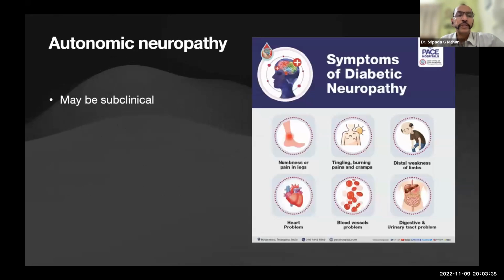Coming to autonomic neuropathy, it is very easy to diagnose if one looks into these symptoms. Very easy. Patient has a history of numbness or pain in the leg, resting pain, especially tingling, burning pain, or onset of cramps.